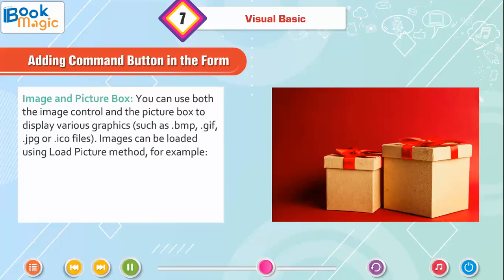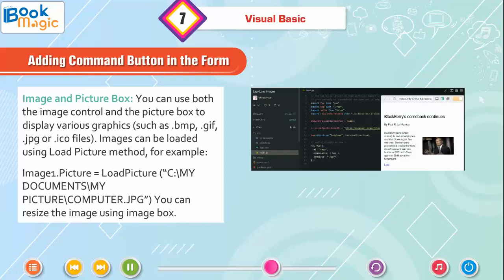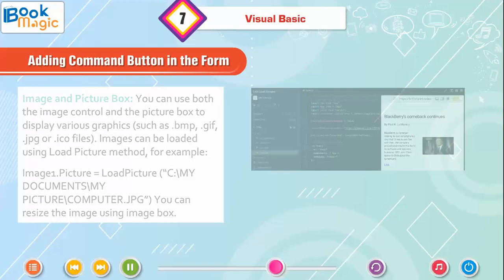Image and picture box. You can use both the image control and the picture box to display various graphics such as .bmp, .gif, .jpg or .ico files. Images can be loaded using the LoadPicture method. For example, Image1.Picture = LoadPicture("C:/my documents/my picture/computer.jpg"). You can resize the image using the image box.